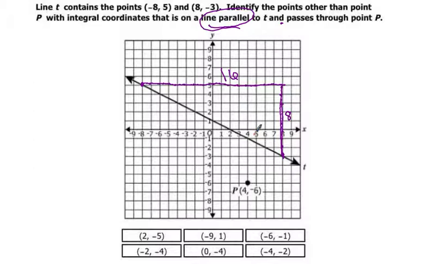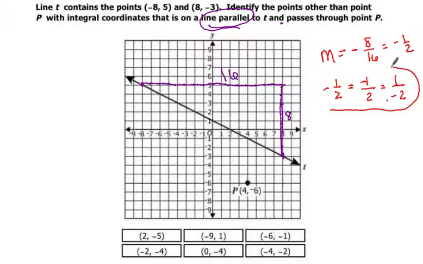So my slope is equal to, and it's a negative slope, -8 over 16, which is -1/2. Remember, -1/2 is the same thing as saying -1 over 2 or 1 over -2. All of those say the exact same thing. And parallel lines have the same slope. All right, it's got the same slope.